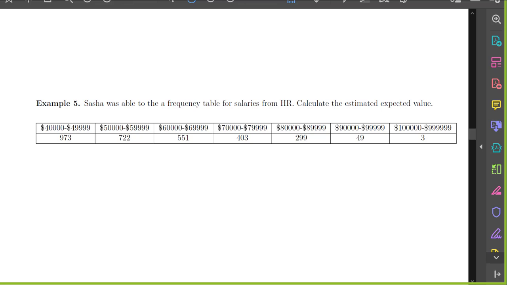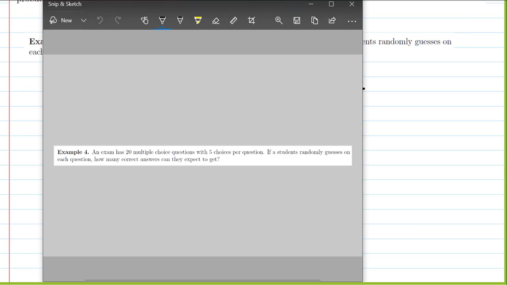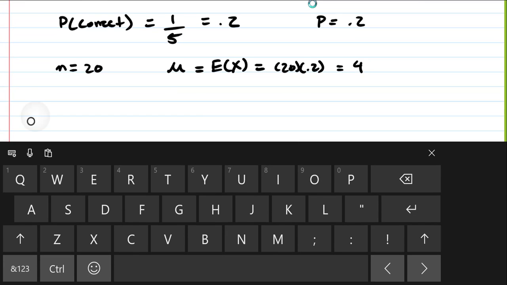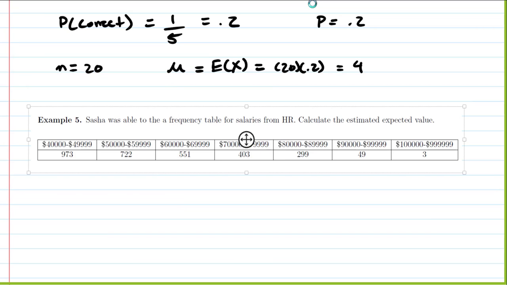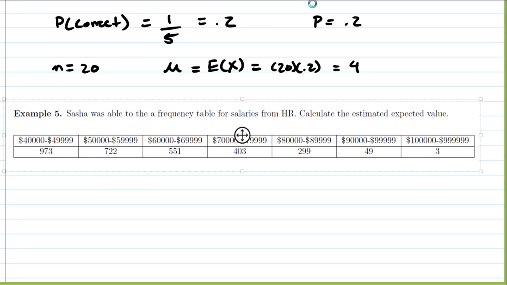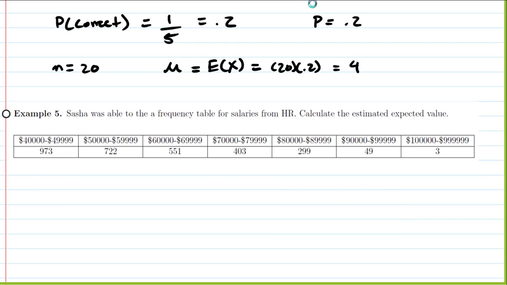All right, example 5. So Sasha's back at it again. She was able to get a frequency table for salaries from HR. Calculate the expected value. She was able to get a frequency table, but it's for salary ranges. So for each of these, let's use the midpoint of each of these ranges.